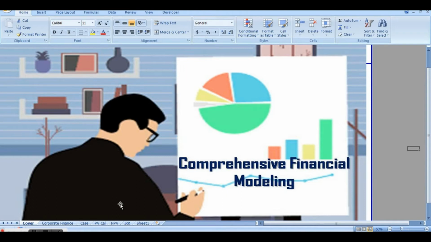In this session of comprehensive financial modeling, we will learn a few Excel functions like NPV and IRR. NPV stands for net present value and IRR for internal rate of return. Both these functions are used mainly in project financing decisions. Project financing decisions, you call it, or capital budgeting decisions, you call it.